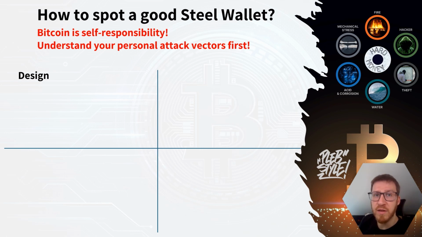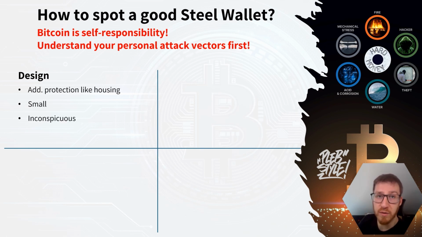Design doesn't mean that they need to look pretty. Looking good or being a pretty steel wallet does not add to your security level, so this doesn't matter. What we mean is that you have an additional protection layer, like additional housing, for example. That your steel wallet is small, so they're easy to hide. Also that they're inconspicuous, meaning they're not suspicious. They don't look like they are valuable.